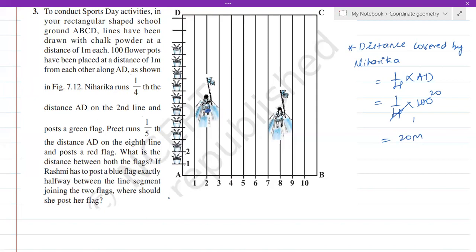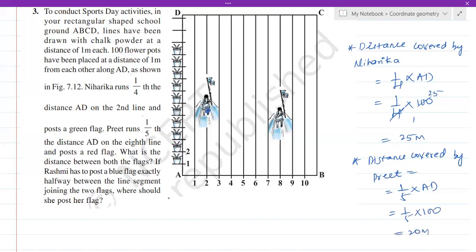Now similarly, distance covered by Preet is given as 1/5 of AD, and AD is equal to 100. So 1/5 into 100. So we get it as 20 meters.